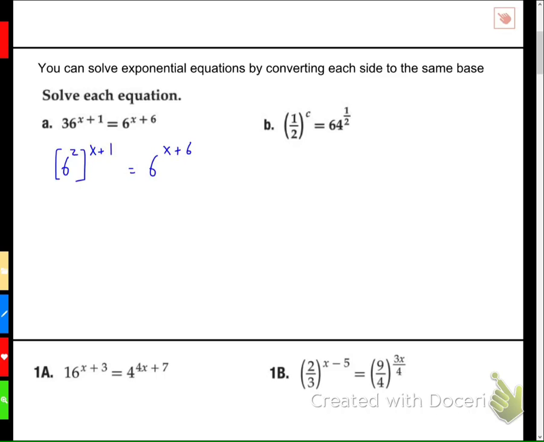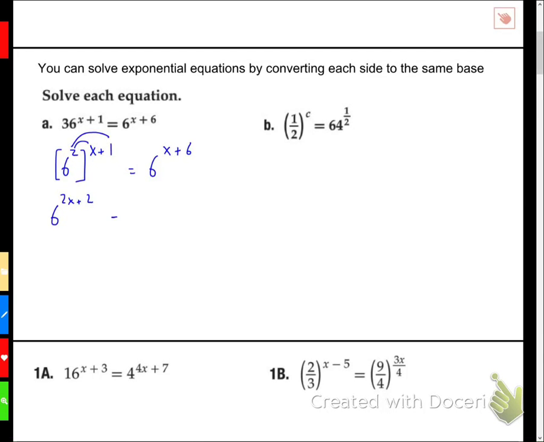Okay, this 2 power can distribute onto the other power. We multiply powers together when you have more than one of them. So what that gives us is 6 to the 2x plus 2. Okay, so then over here we have 6 to the x plus 6. All right, now exponential functions have the one-to-one property. That means that if you have any given output, there's only one input that would have given them that.